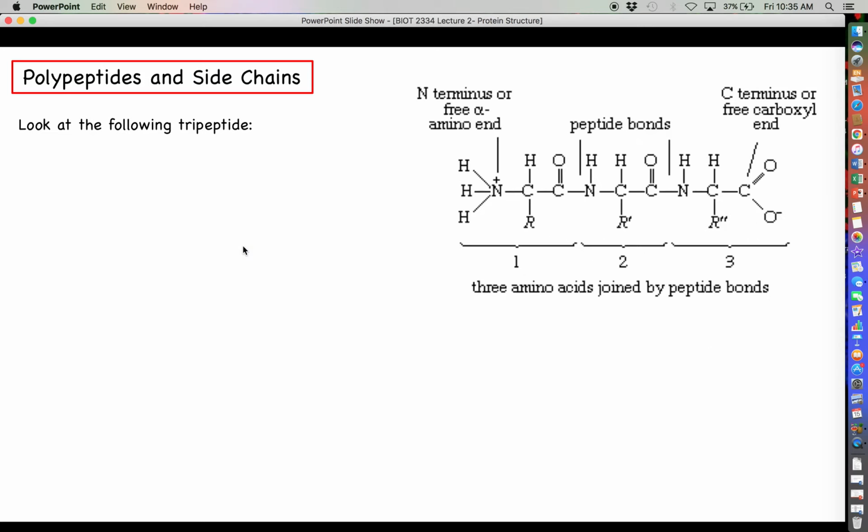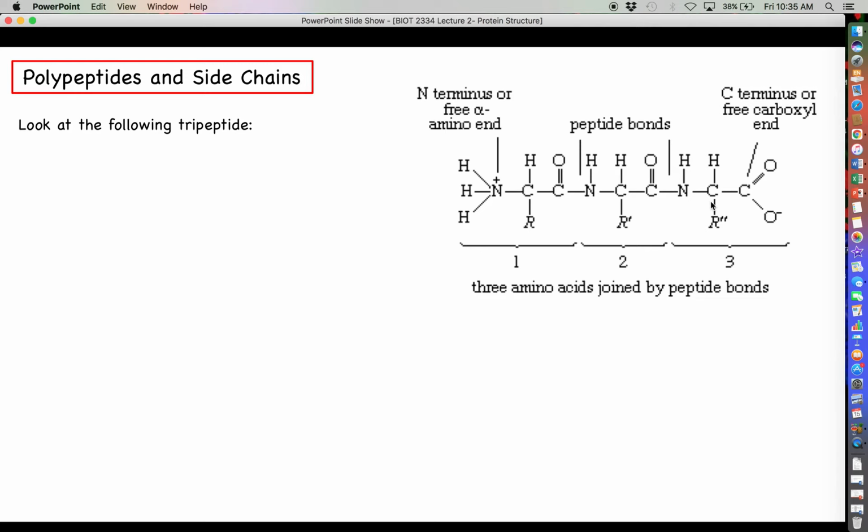You'll notice here that if you look at this tripeptide that you see right here, to help you out, they're labeled 1, 2, and 3. So this is your first amino acid. There's the peptide bond that joins it to the second amino acid. There's the peptide bond that joins it to the third amino acid.